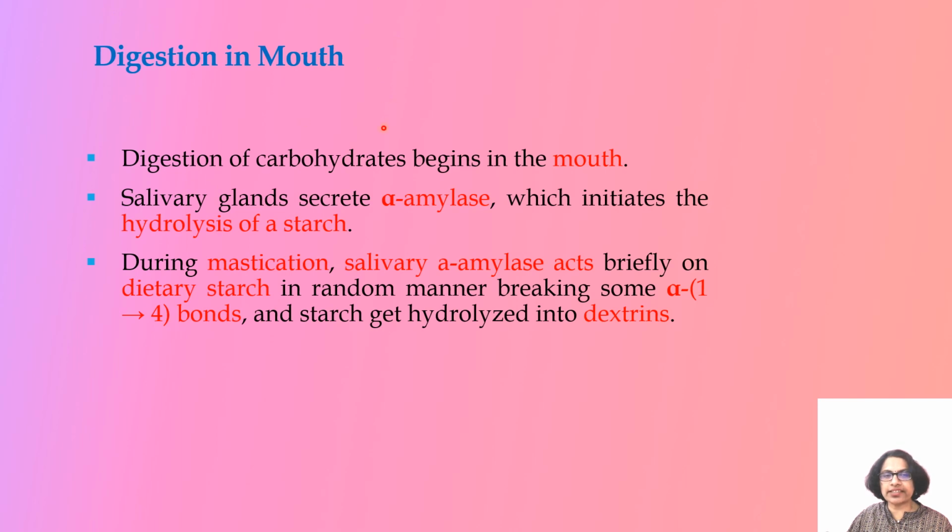How is the digestion process occurring in the mouth? Digestion of carbohydrates begins in the mouth. The salivary gland secretes α-Amylase. This enzyme secreted by the salivary gland, known as α-Amylase, initiates the hydrolysis of starch. During mastication, salivary amylase acts briefly on dietary starch in a random manner, breaking some alpha 1,4 bonds, and starch gets hydrolyzed into dextrins.